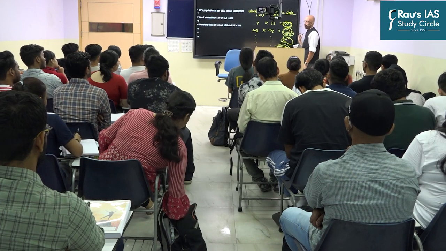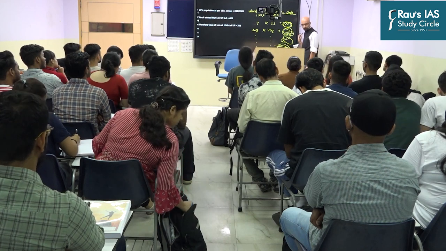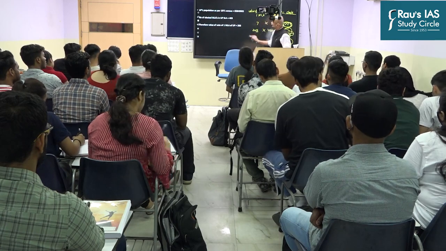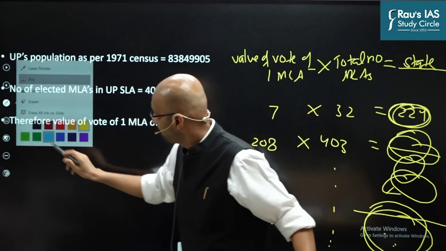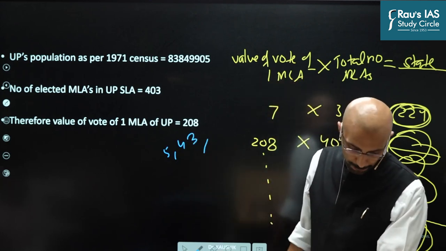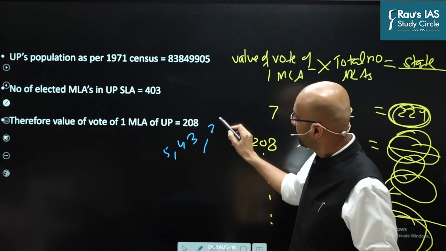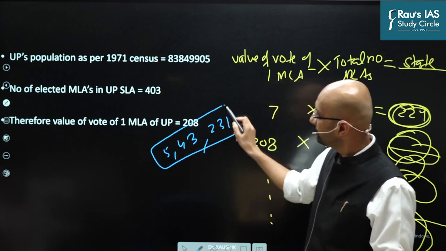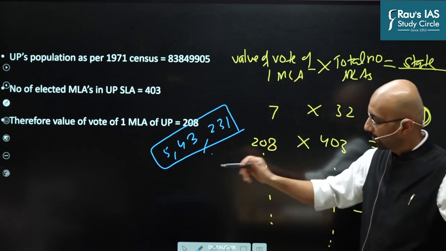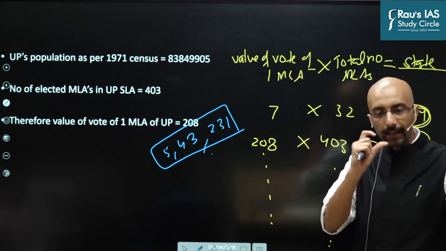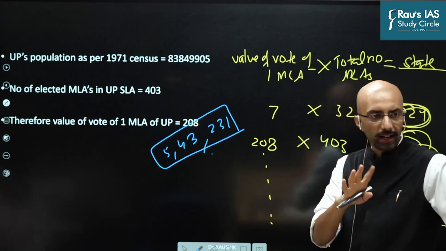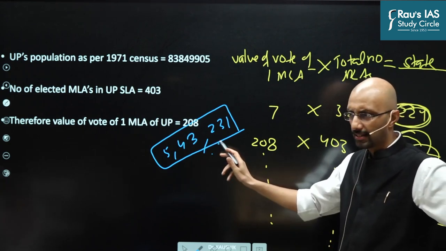Right? And that value in this year's election is going to be, let me write it here. Let me change the color of the pen. It is going to be 5,43,231. This is going to be the value of votes of all the MLAs this year, 2022. Slightly less because J&K is not participating. So one state or one UT has now less. So we have slightly less, right?